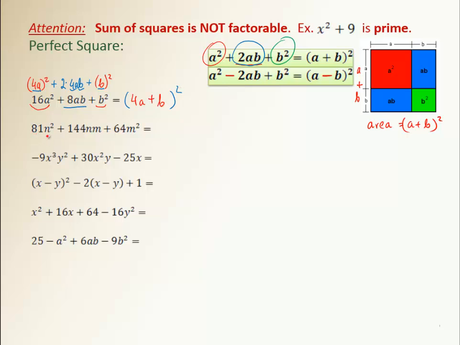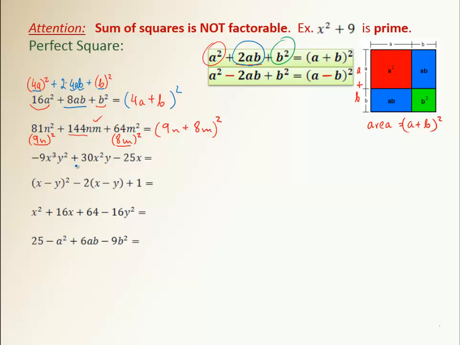Okay, let's try to apply the strategy here. I see a trinomial. I see that this term is the same as 9n squared. The last term is 8m squared. And the middle term is actually 9n times 8m, which is 72, and double it is 144. So yes, it agrees. Therefore, I can fold it back to the perfect square of just 9n plus 8m.